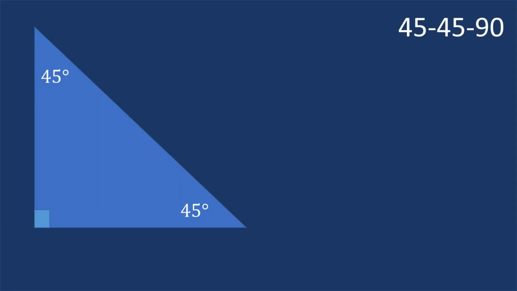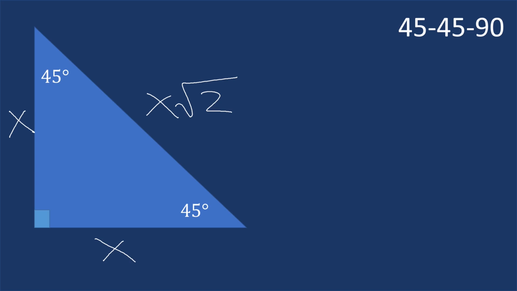In this video, we're going to talk about 45-45-90 degree triangles. This triangle has a special relationship of the sides. Start with the legs. The legs are both x, and the hypotenuse is x square root of 2. That's the relationship of the sides of a 45-45-90 degree triangle.